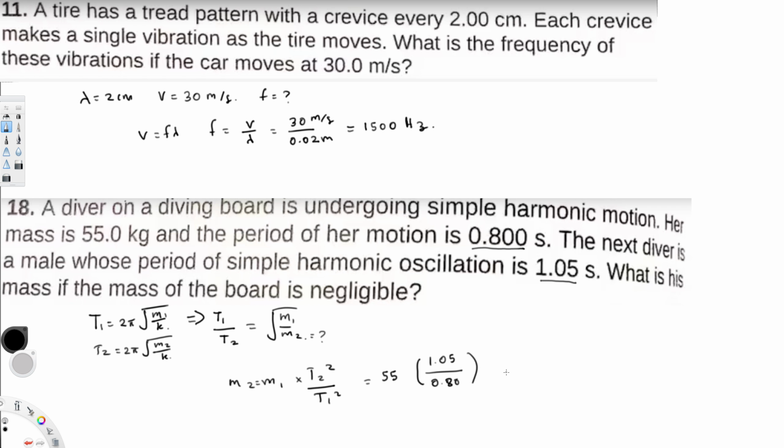And if I calculate this value, this comes out to be 94.7 kilogram. So this is the mass of the second person, and that's the final answer.